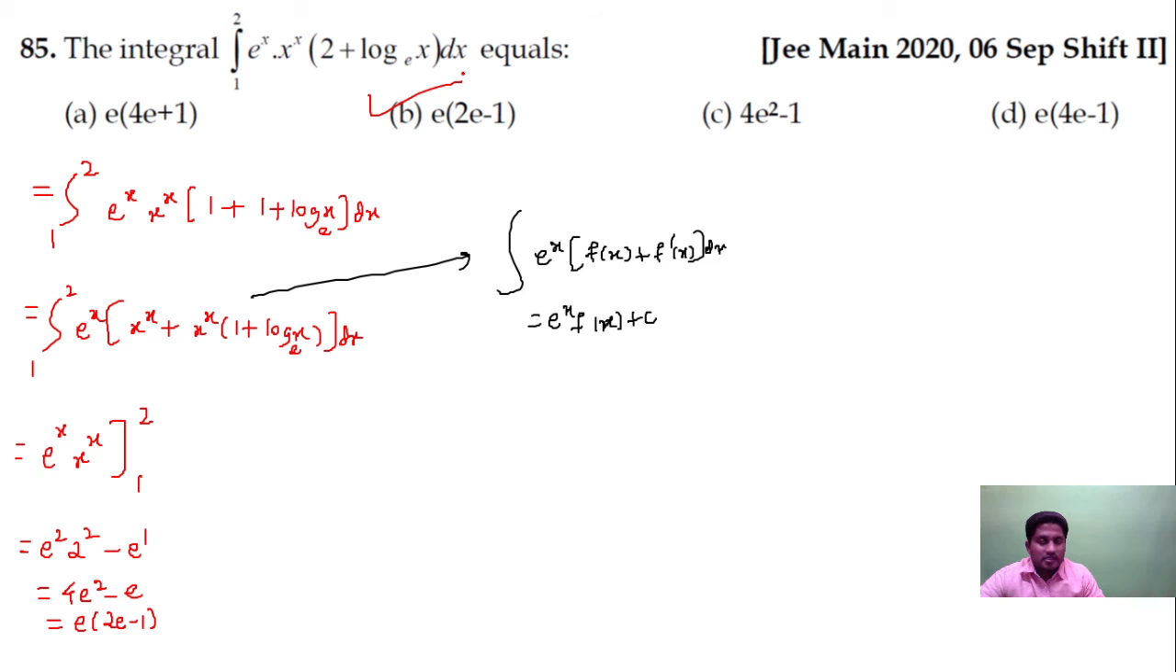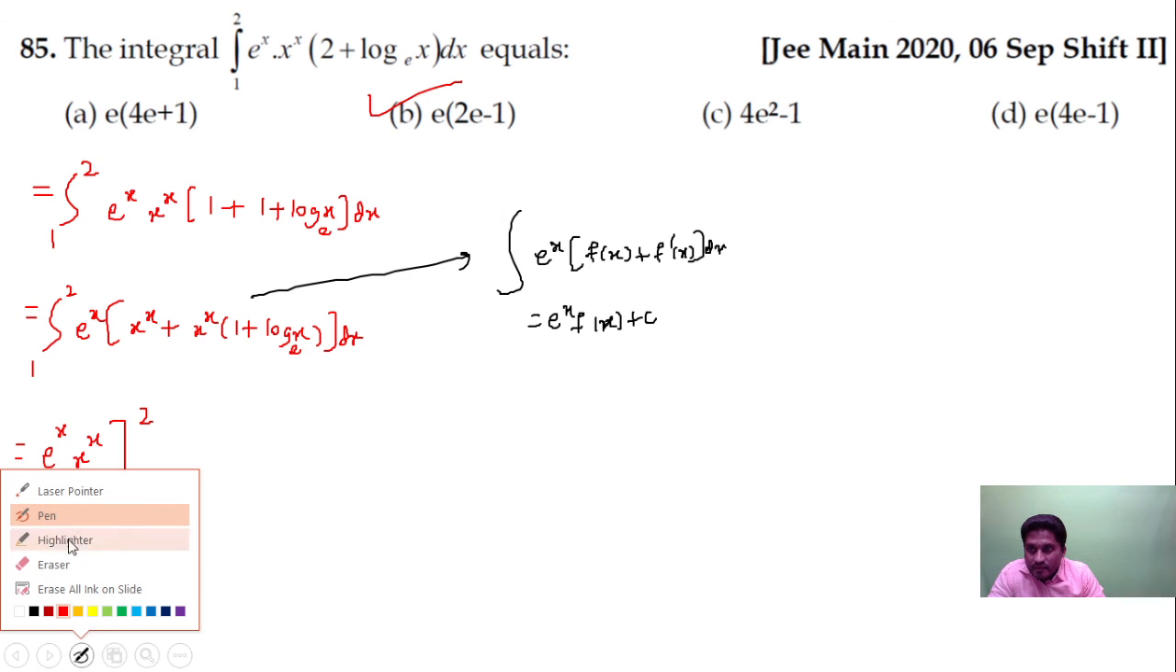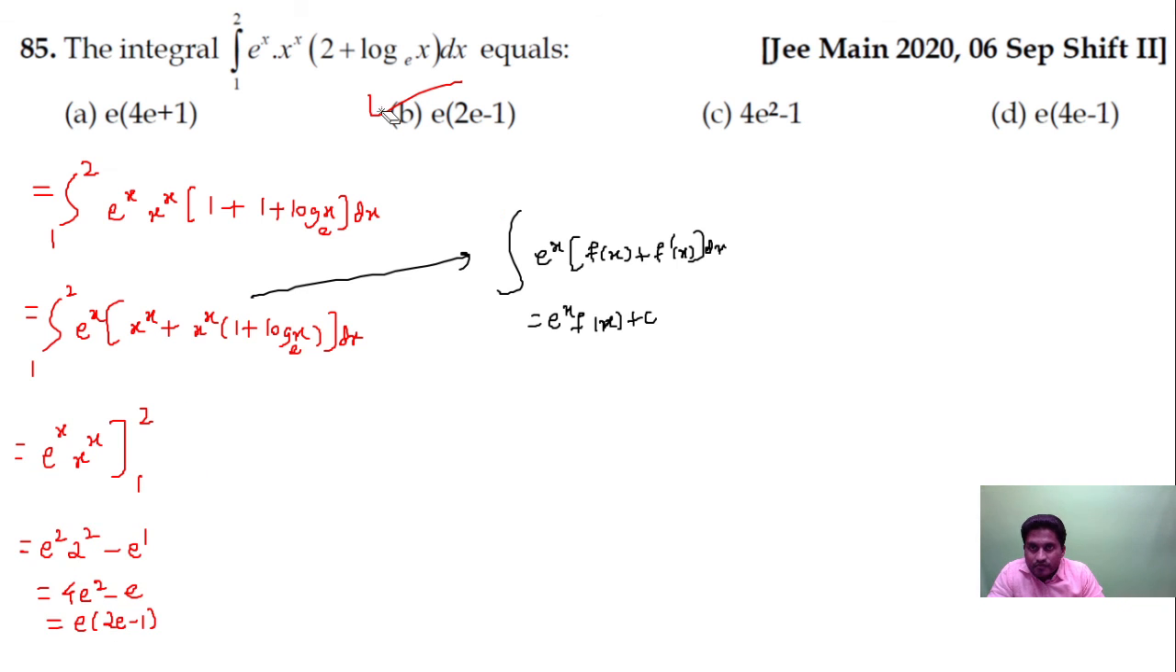Okay, yes guys, you will take e outside. So this is equal to e power x into x power x between the limits 1 to 2, e square into 2 square minus e to the power of 1 into 1. So you get 4e square minus e. If you take e outside, you will get this as 4e minus 1. Okay, that's the last option D.